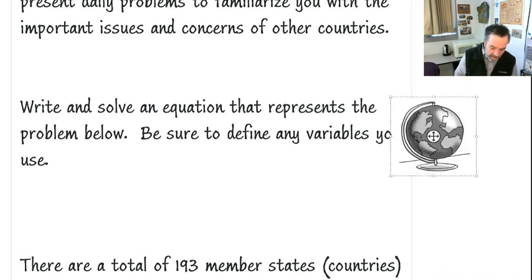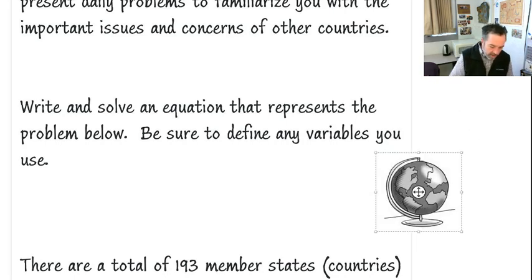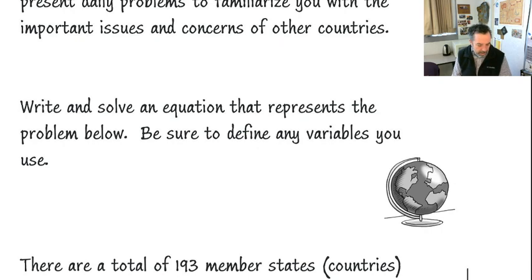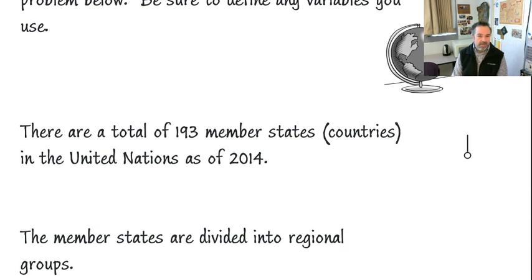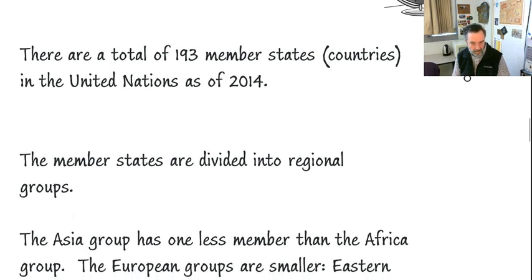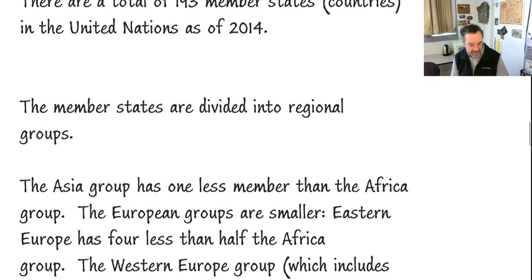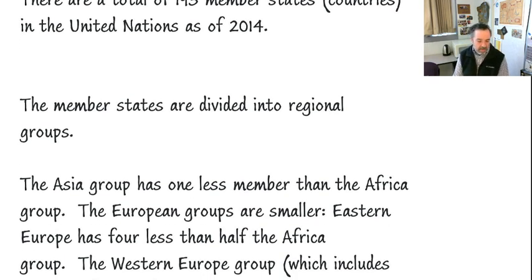Okay, it says write and solve an equation. It doesn't say inequality. An equation that represents the problem below. There are a total of 193 member states, countries in the United Nations as of 2016. So it's like now it's 7 years ago. The member states are divided into regional groups, and then it starts describing these things. The Asia group has one less member than the African group. So if you hear what just happened, they described the size of the Asia group in terms of the size of the Africa group. So the Asia group has one less member than the Africa group.